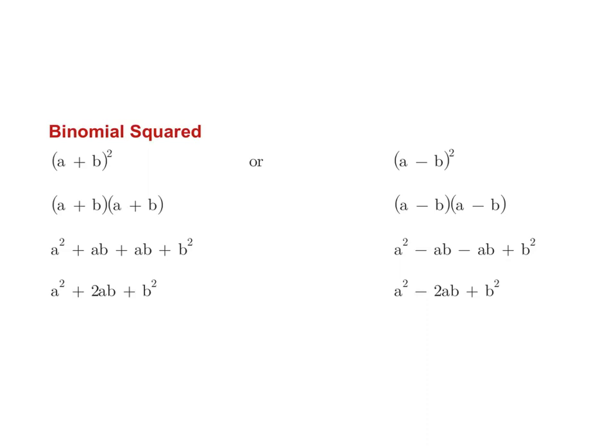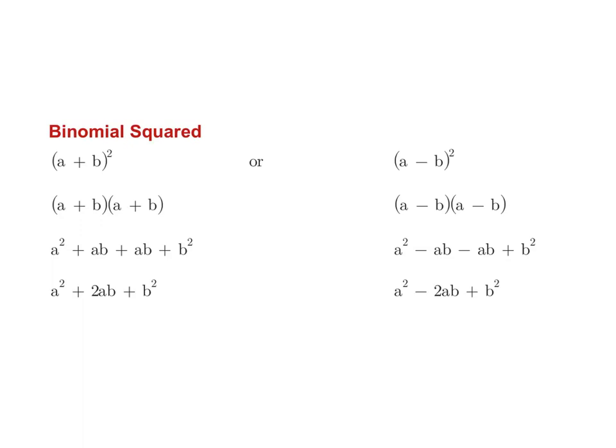Now, this form for a binomial squared will always work like that. Okay? It's the first term squared, the last term squared. The middle term is the numbers multiplied by each other times 2. Okay, the numbers multiplied by each other times 2. It will always work like that in that pattern.